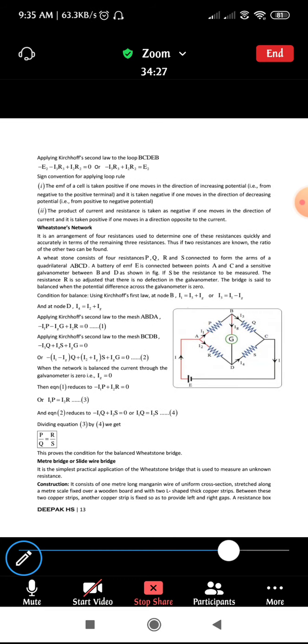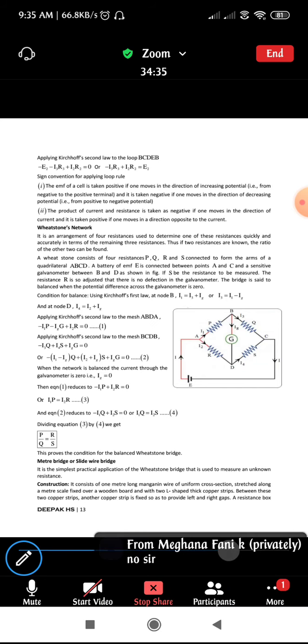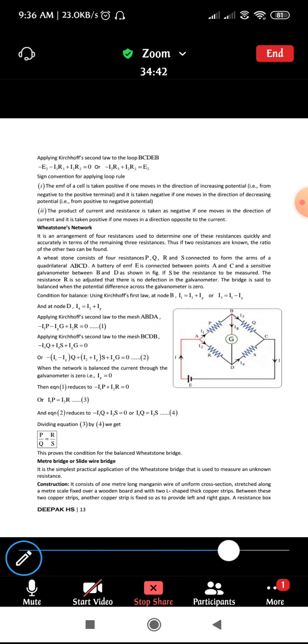Okay, fine. Any doubts, students? Any doubts, maybe it can be in the figure, or it can be in the explanation, or it can be in the mathematical steps. Please do ask. Get it clarified, okay? Don't hesitate to ask.